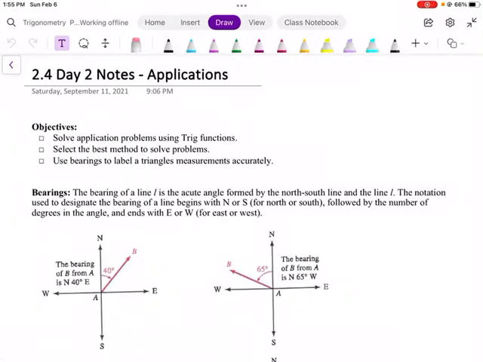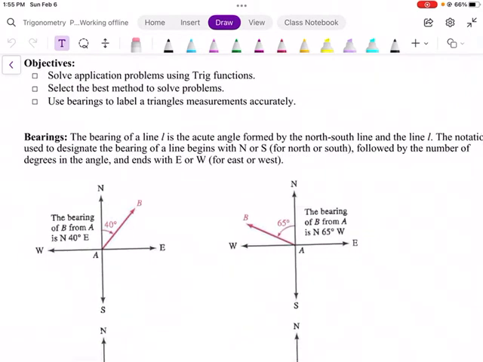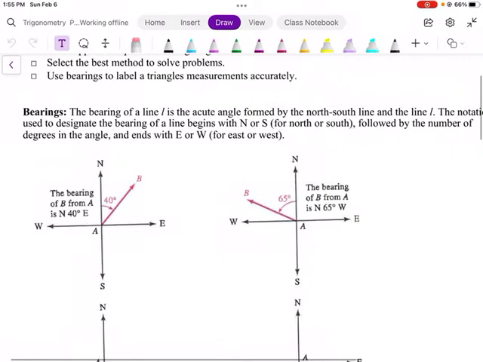2.4 day 2 of notes is on more application problems. Today we're going to be solving application problems using trig functions, and we're going to select the best method to solve the problems. We're also going to be using bearings to label a triangle's measurements accurately.